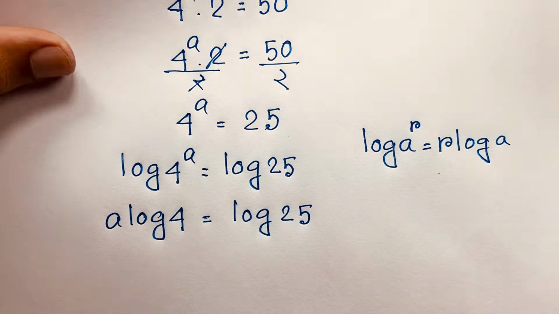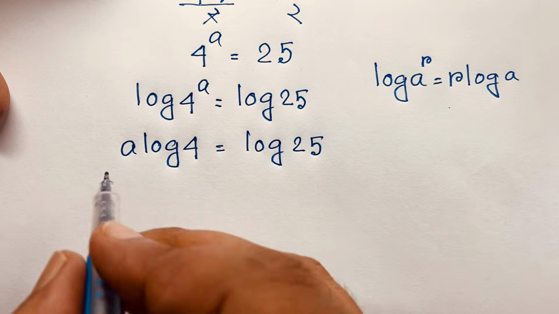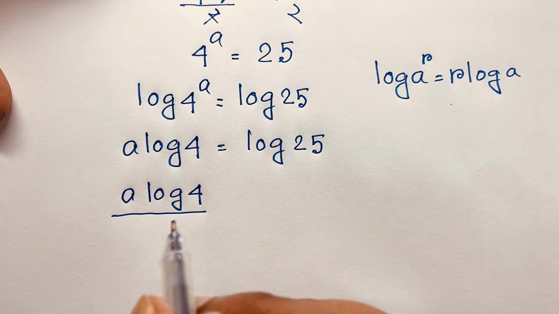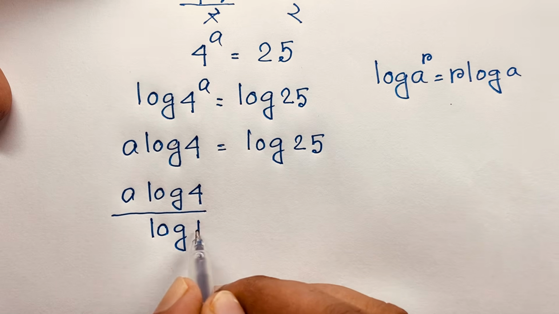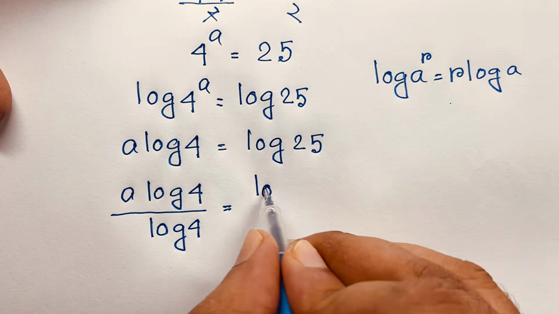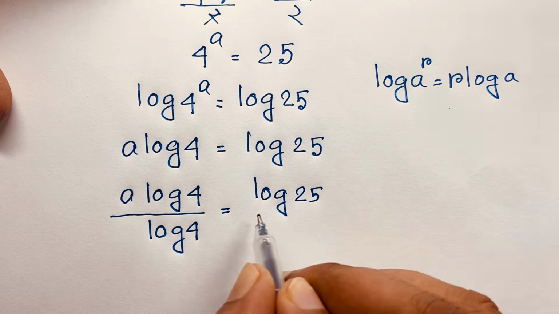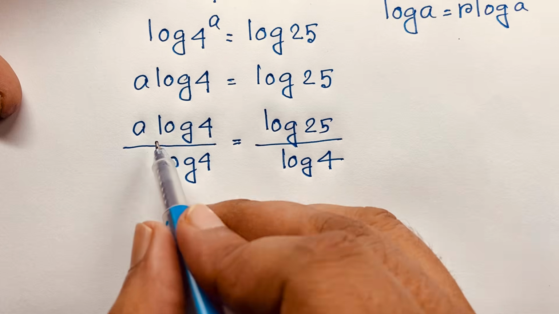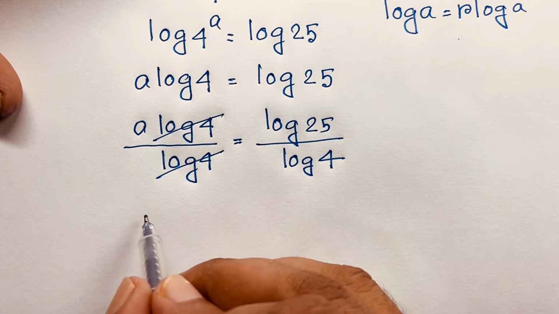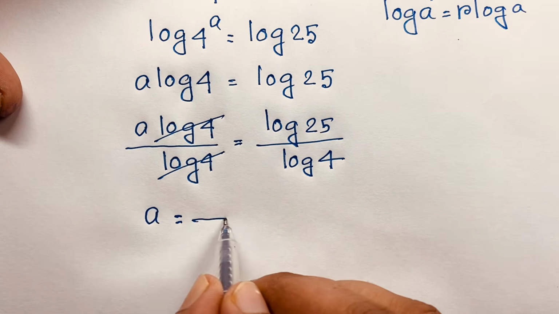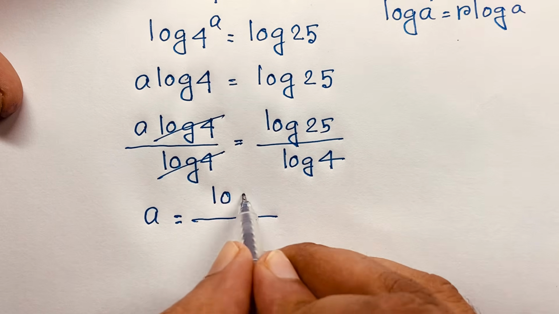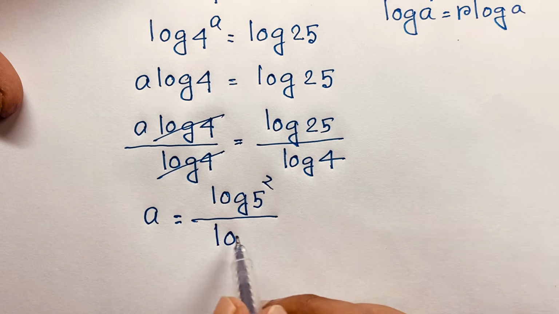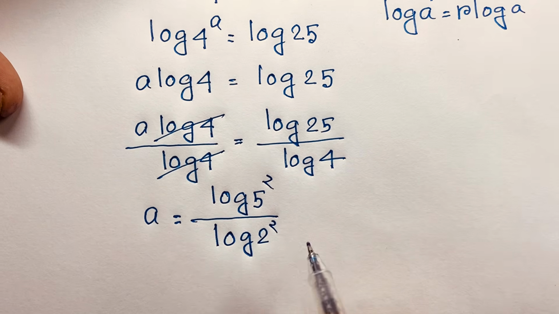Now I divide both sides by log 4. So this is a log 4 divided by log 4 is equal to log 25 divided by log 4. Now this log 4 is cancelled. A is equal to log 25. This is log 5 to the power 2. Log 4 will be log 2 to the power 2.